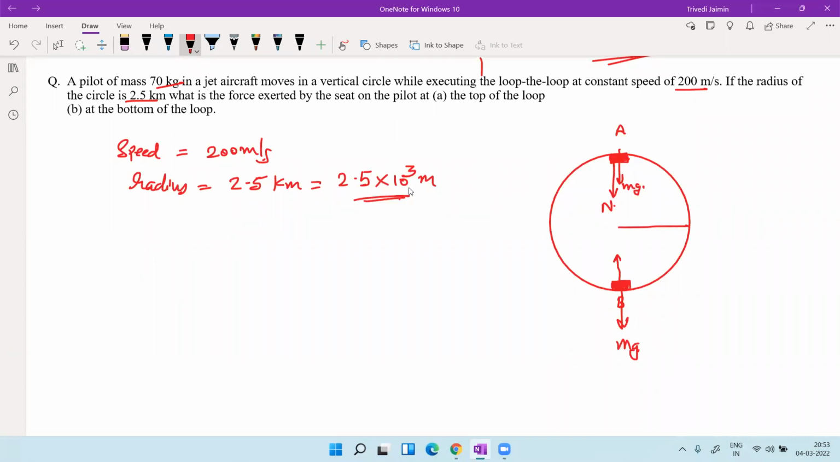Now let's start with point A, that is at the top of the loop. So at the top of the loop, if this is the position, then what is the position of the pilot? Imagine this one. When we are talking about the top of the loop, we started from here, we are rotating here, and if you have been in that, what do you call?